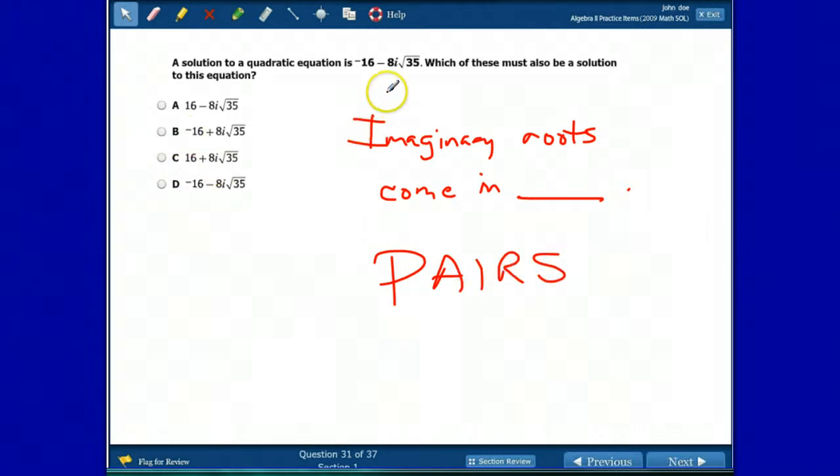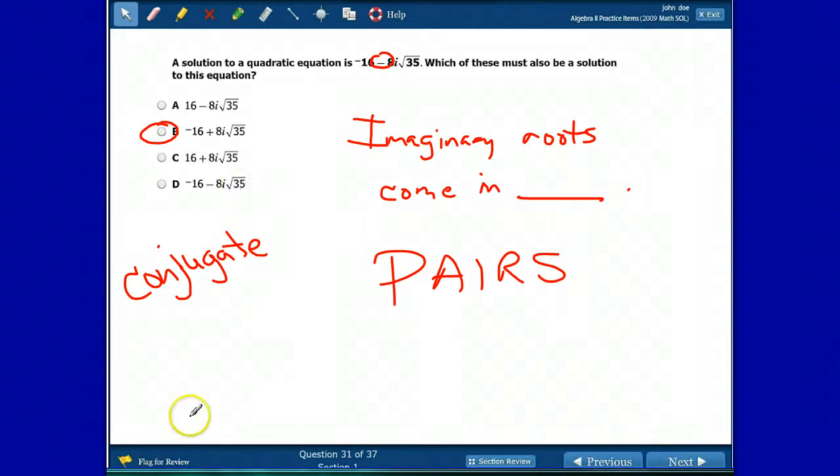You're looking for the one that has the opposite sign of this one right here. So look for negative 16 plus 8i square root of 35. Looks like this guy right here. Vocabulary-wise, it's called the conjugate. You're going to use the conjugate when you have questions like this. You're also going to use conjugates if they ask you to get rid of radicals or i's on the bottom. So that's an easy question. Whenever they give you one of the two imaginary roots, the other one is very easy to find.